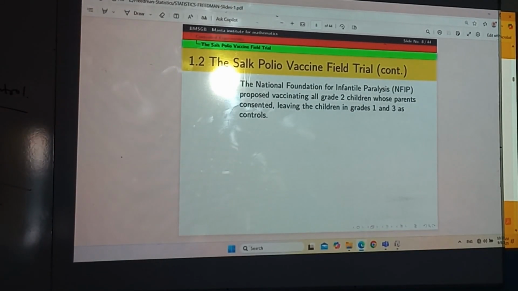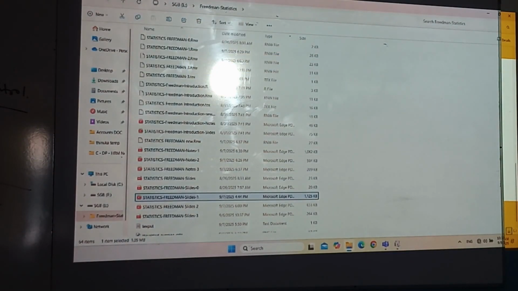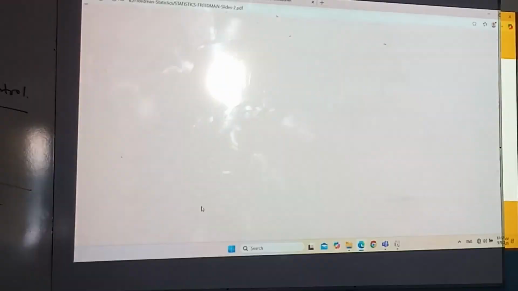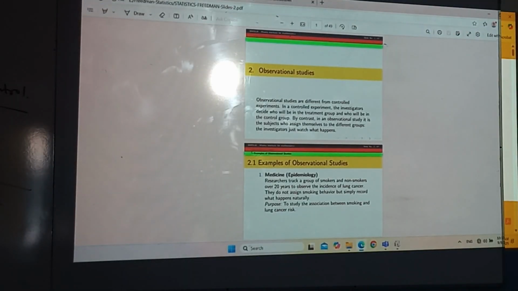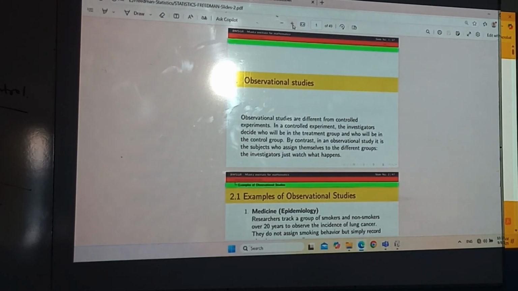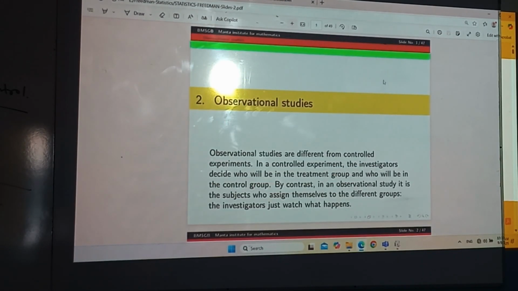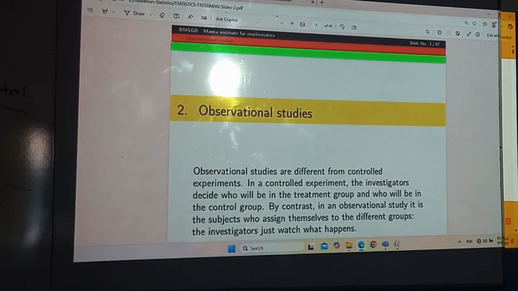Okay, now we will go to the next section where we discuss observational studies. Here I have changed the order, because in the book, not here actually, in the next section I have changed the order. In the next section they talk about histograms and so on. I changed the order in the material. Okay, so let's look at this.